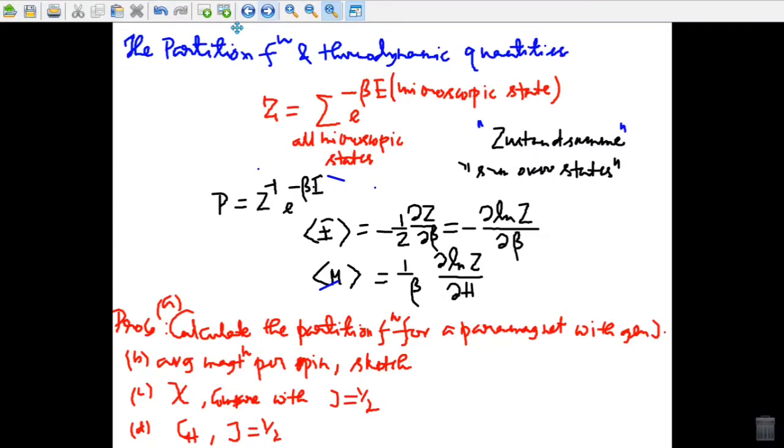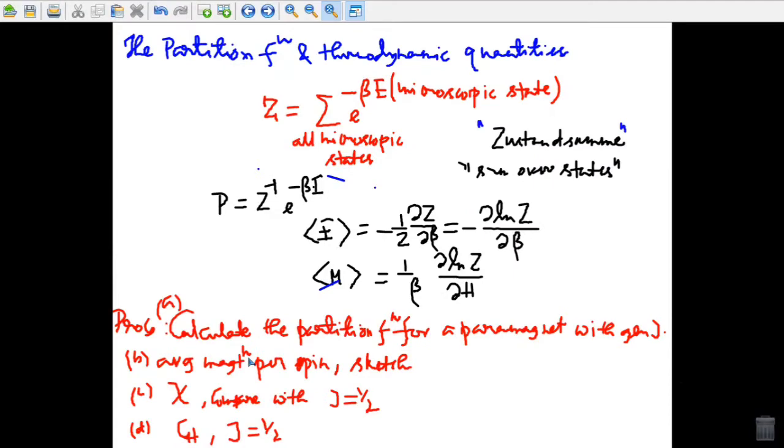And in a similar manner, it is possible to write the average magnetization in the form average of M is equal to 1 upon beta del H of ln Z. So depending upon that, can we calculate the following problem as I mentioned here, which is the basics of the paramagnet at a given temperature, with J, the total angular momentum, greater than half. So the problem is: calculate the partition function, right, for a paramagnet with general J.